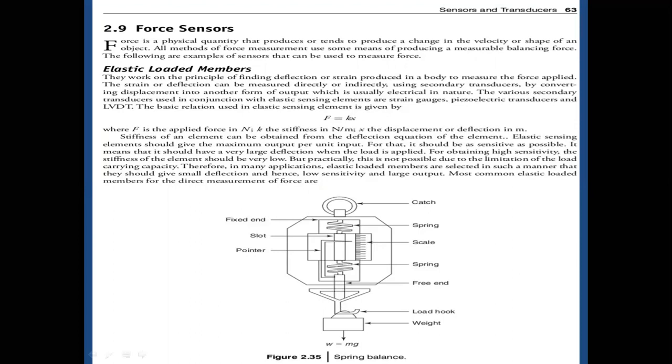Load per unit deflection means, suppose we need to maintain a 1 centimeter deflection or deviation. How much load should be applied? That is called stiffness. In the second case, we have 2 centimeters of deviation, 2 centimeters of displacement.